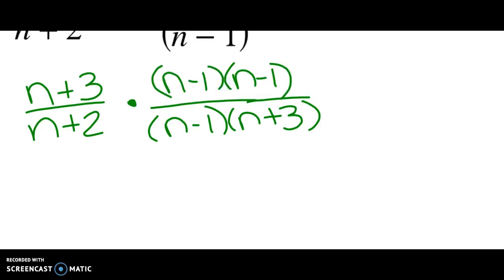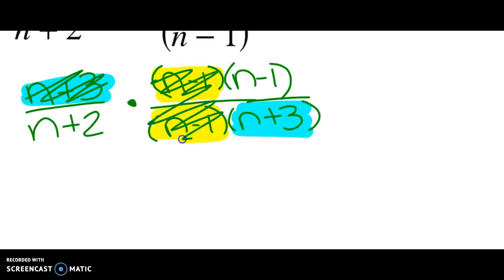All right, now I'm going to highlight the things that are exactly the same. There's an n plus 3 in the top and an n plus 3 in the bottom. There is an n minus 1 in the numerator here and an n minus 1 in the numerator there. It's okay to go across the multiplication sign to do that. So let's cross these out, because they basically multiply or divide to be 1.